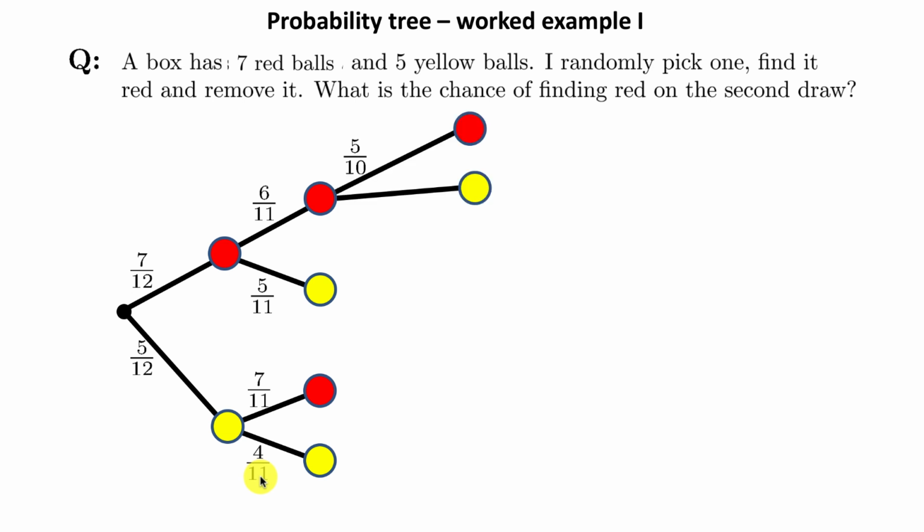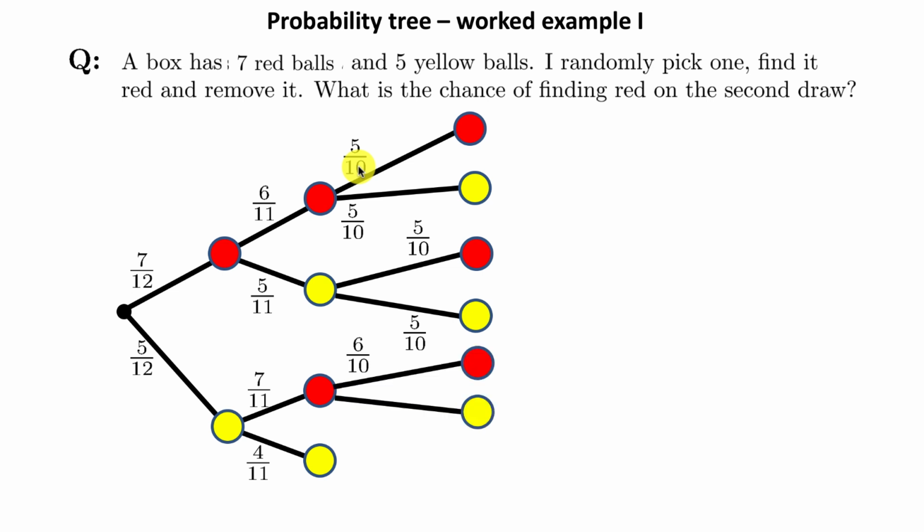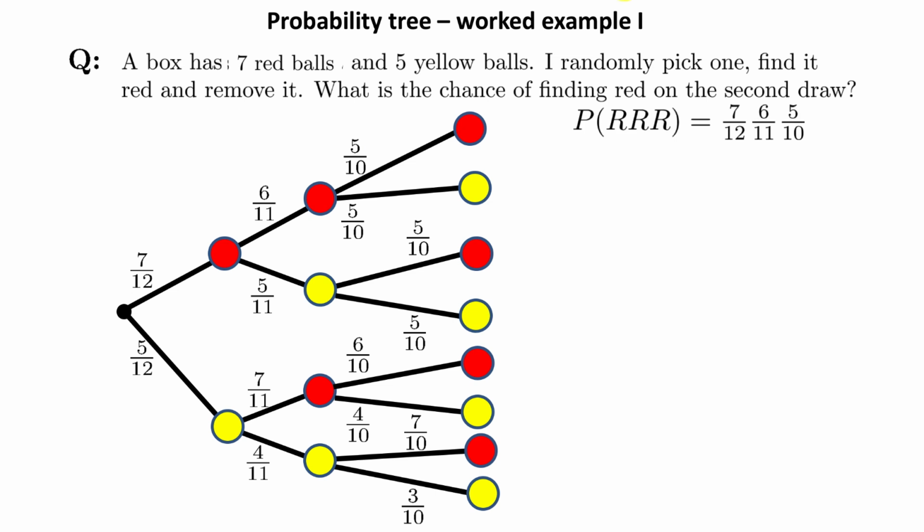We can go to the third level, in which case we will have 5/10 here because there are only 5 red balls left and a total of 10. And now you can see that that is 5/10 and this is 5/10. Now you can see that this is 6/10, 4/10, 7/10, 3/10. Now let's ask, what is the probability that on the first, second, and third draw I will find red each time? Then I will just multiply these probabilities together.